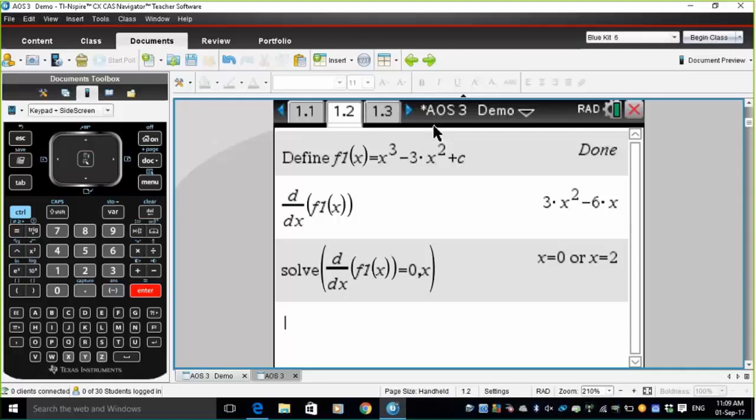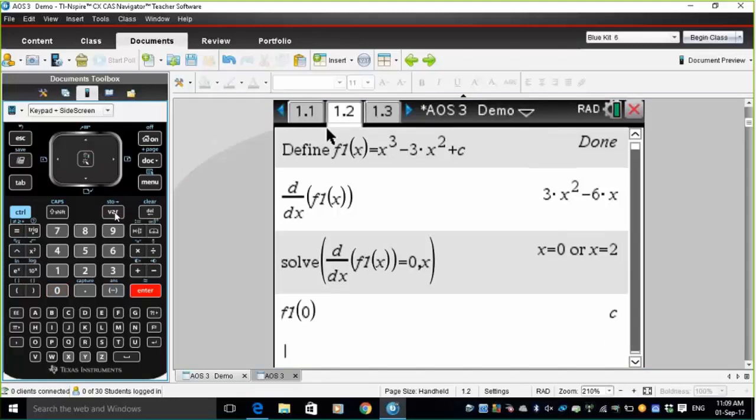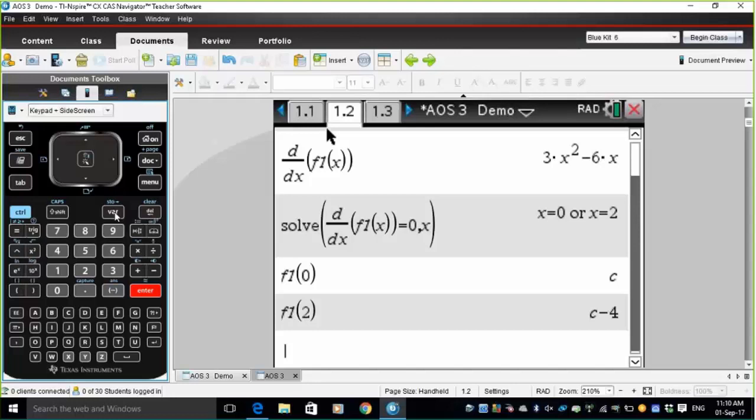To find the y value, which will obviously depend upon c, we want to substitute in those two values. So let's press the var command and type in 0. The y coordinate when x is 0 is c. And let's find out now by reissuing that command what the y coordinate is when x is equal to 2. This one is c minus 4. So it looks like c equals 0 and c equals 4 are some critical values here. Let's now evaluate and perhaps find out how many roots we've got.